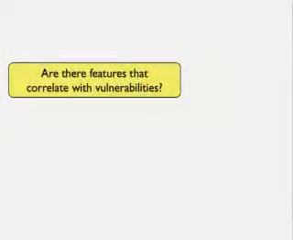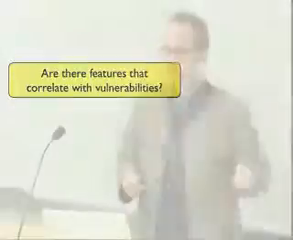When we have such a graph, and we put ourselves in the position of a maintainer for Red Hat with a limited number of resources, we can ask ourselves three questions. The first question is: are there any features in those packages that correlate with vulnerabilities, that would make it easy for us to see, okay, this is a package that looks like this, and it has a feature that correlates with a vulnerability, so it may be profitable to look at?